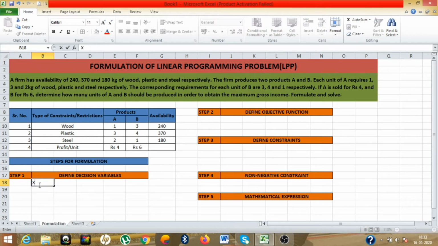Say the first decision variable is x and it represents the number of units produced of product A, and say y is the number of units produced of product B.